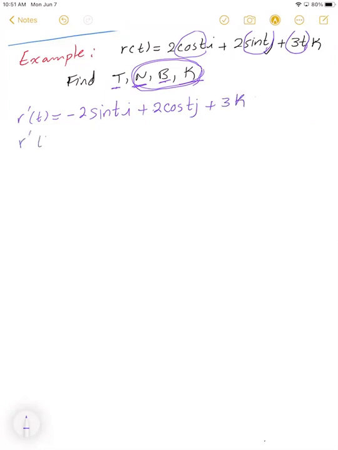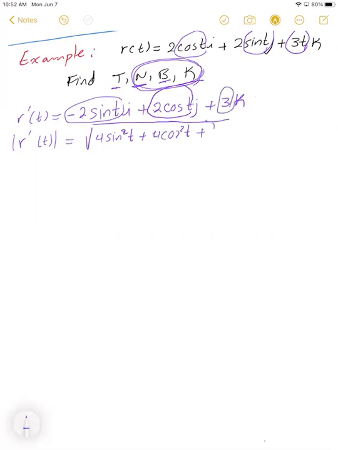We find r prime's magnitude, which is the square root of the sum of the components squared. So minus 2 sine of t squared gives me 4 sine squared of t. Then I square this one, that gives me 4 cosine squared of t. Then I square this one, I get 9. Again, if I factor a 4 from these two, sine squared plus cosine squared is equal to 1. 4 times 1 is 4. So I get the square root of 4 plus 9, which is the square root of 13. So that's the magnitude of the velocity if this is a position vector. Or if this is just a smooth curve and this is its derivative, this is the magnitude of the derivative.